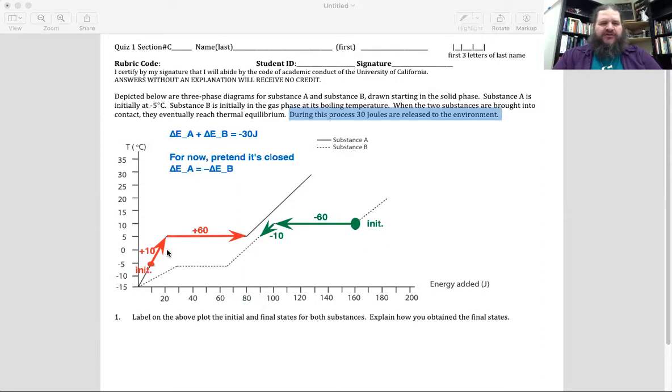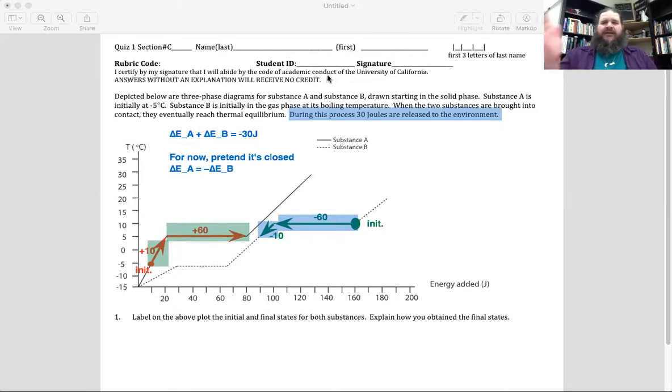So for instance, this change, A raising its temperature up to the melting point requires adding 10 joules of energy. And then after that, sublimating it completely would take 60 joules of energy. Meanwhile, substance B, completely condensing it to a liquid would require removing 60 joules of energy. But we can afford to lose 70 joules of energy if A is gaining 70 joules of energy. So we can deduct another 10 joules, and that turns out to be just enough to bring it down to the same temperature.